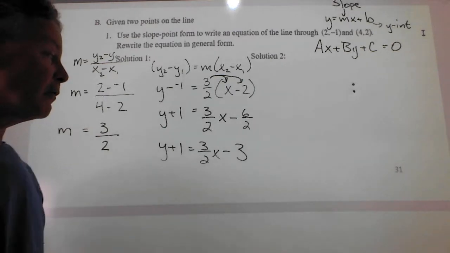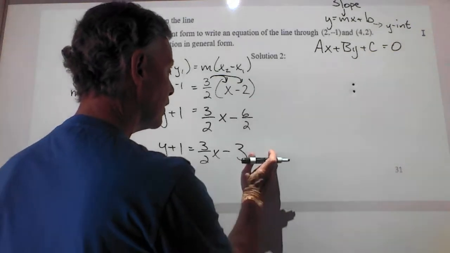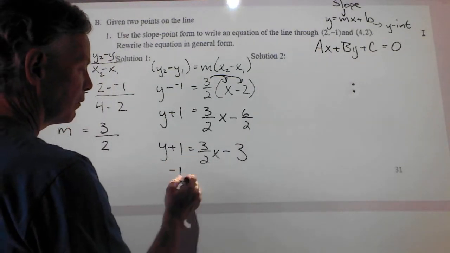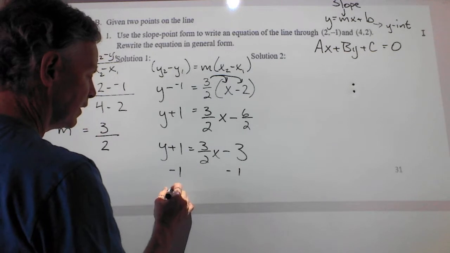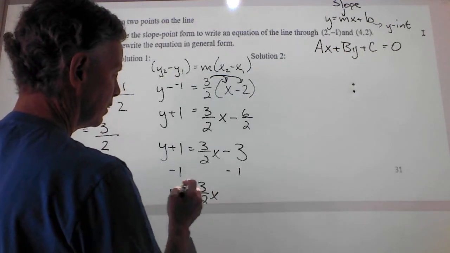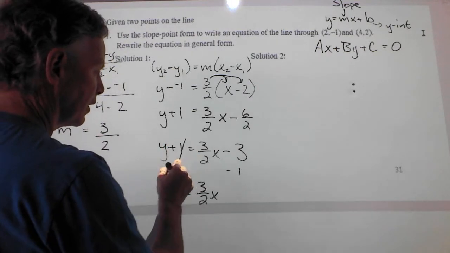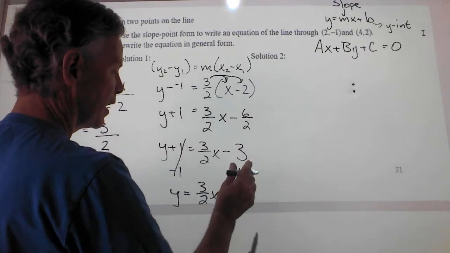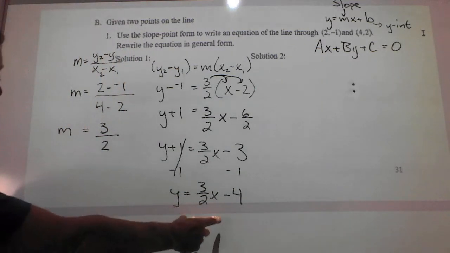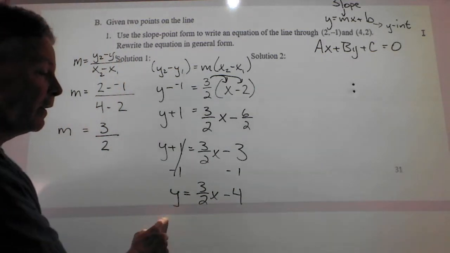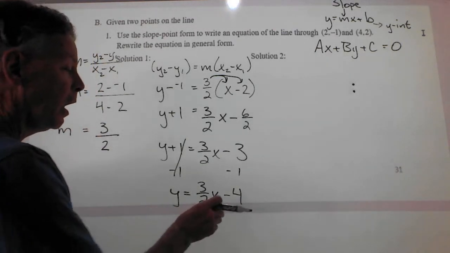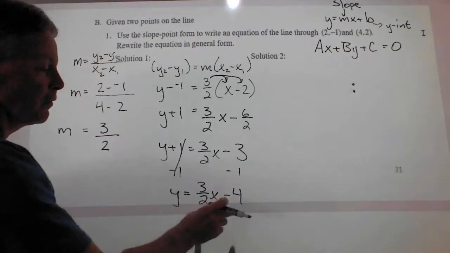Now, to put it in general form, remember, we have to move everything over to the other side. So, let's get rid of the 1 first. To get rid of the 1, we would just subtract 1 from both sides, leaving us with y equals 3/2 x plus 1 minus 1 cancels. -3 minus 1 is -4. So look, does this look familiar? This is your slope-intercept form. Okay? But they've asked us to put it into general form, so we're not done.